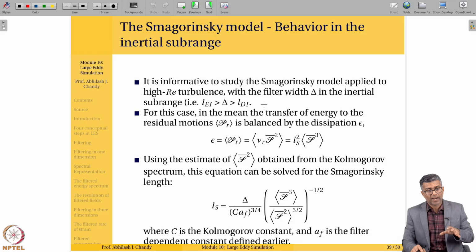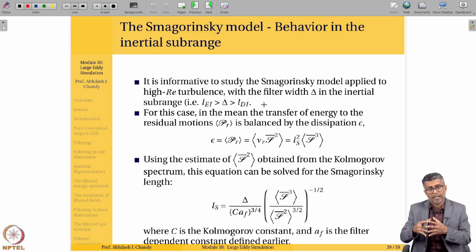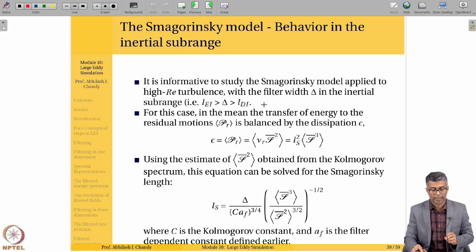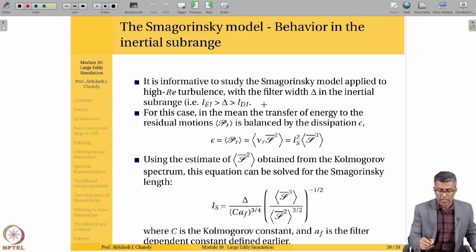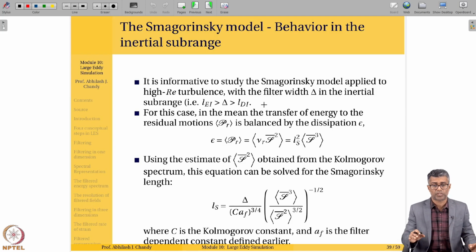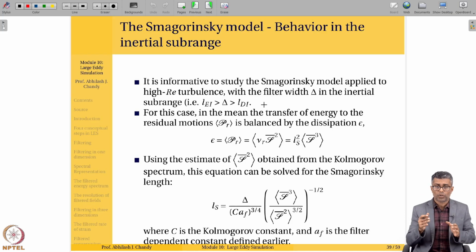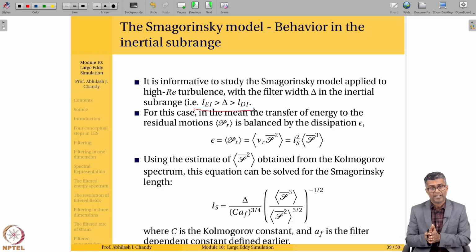So now that you know what the expression for the eddy viscosity is, you know where the Smagorinsky coefficient comes in. Now the question is, what is CS? I earlier mentioned that it would be about 0.17, but how do we get that? So it is informative now to study the Smagorinsky model applied to high Reynolds number turbulence. And we know that we are choosing the filter width in such a way that it is in the inertial subrange. That means it is between LEI and LDI, isn't it?